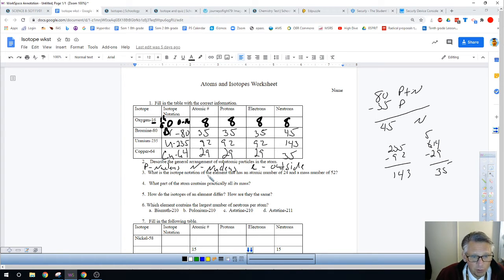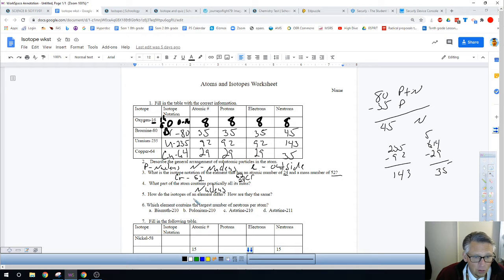What is the isotope notation for the element that has an atomic number of 24 and atomic mass of 52? So if it's 24, that gives us chromium. So when we're typing, it's just going to be Cr-52. But if we were writing it, it would be Cr, 24, 52. What part of the atom contains physically all the mass? That is the nucleus.